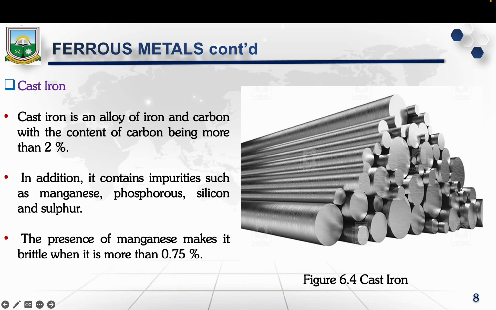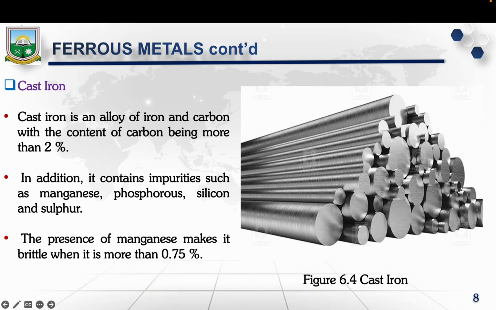So that's also wrought iron. The next one is cast iron. Cast iron is another fundamental material in the ferrous metal family. Now, unlike wrought iron, cast iron actually has a high carbon content, typically more than 2%.